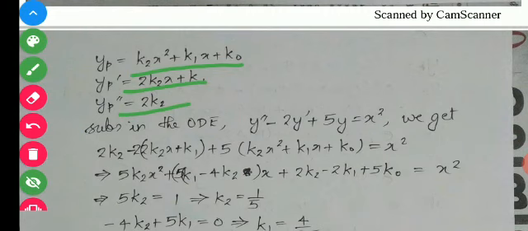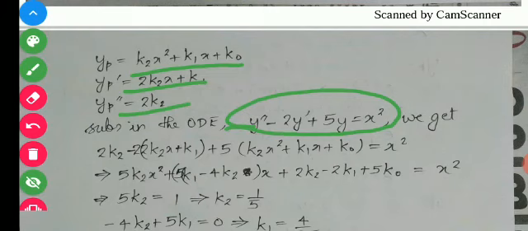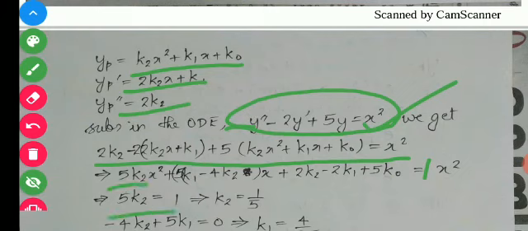Now substitute all those in the given differential equation, y double dash minus 2y dash plus 5y equal to x square. So substituting, you will get yp double dash minus 2yp dash plus 5yp equal to x square. That comes out like this. Now you have to equate coefficients on both sides. Remember the coefficient of x square on the right side is 1. The coefficient of x square on the left hand side is 5k2. So equating those two, you will get 5k2 equal to 1, or k2 equal to 1 by 5.